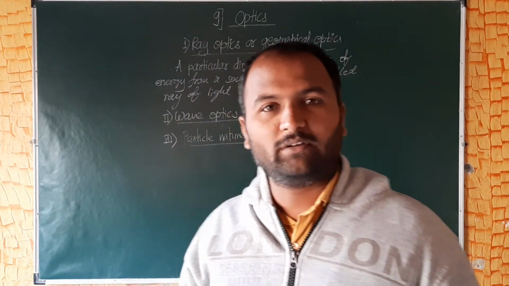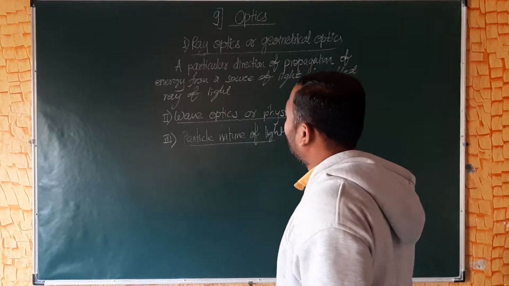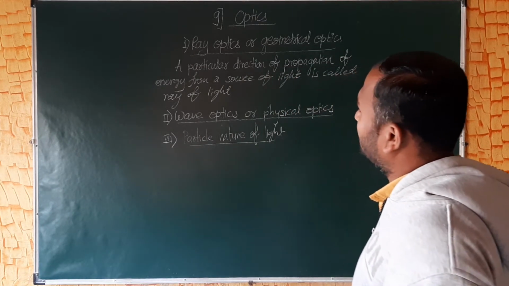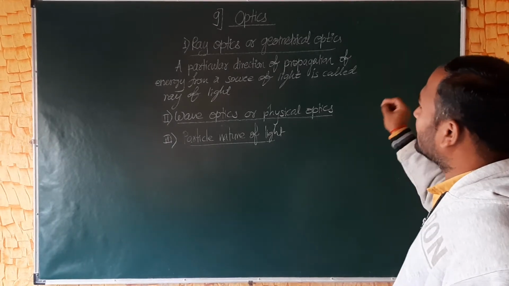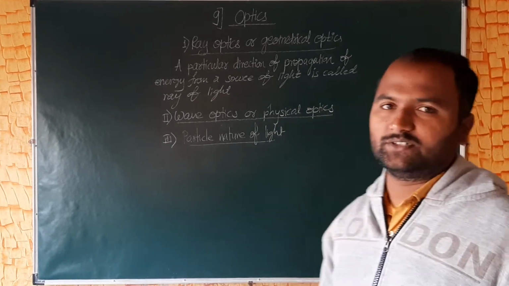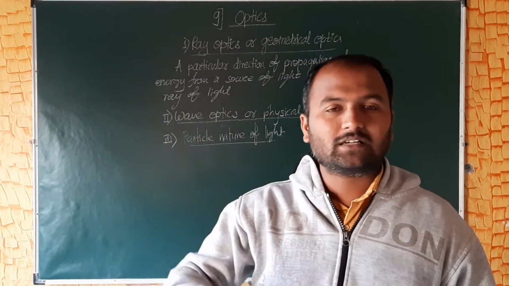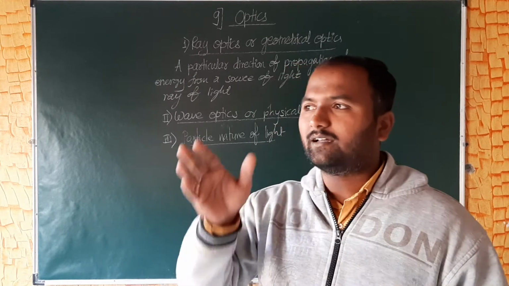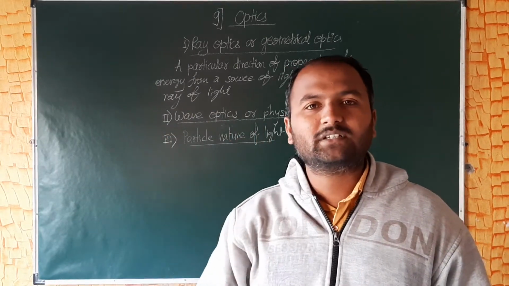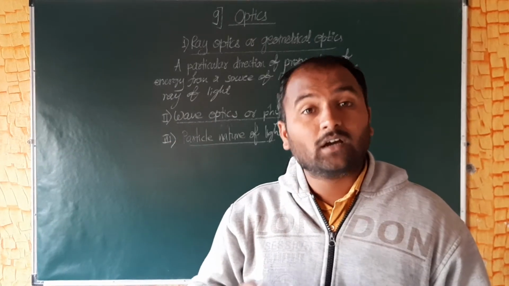Okay, hello everybody. Next point: ray optics and geometrical optics. Ray optics is a particular direction of propagation of energy. A ray of light is a particular direction of the rays coming from the sun. They are penetrating and traveling in a particular direction.